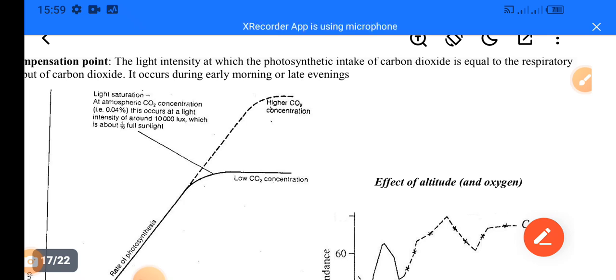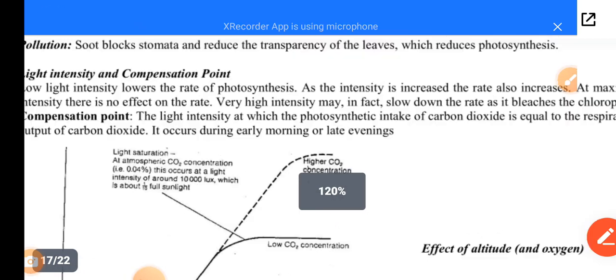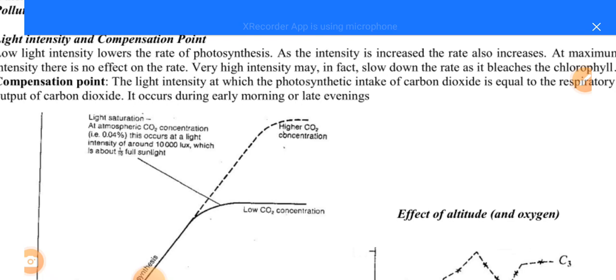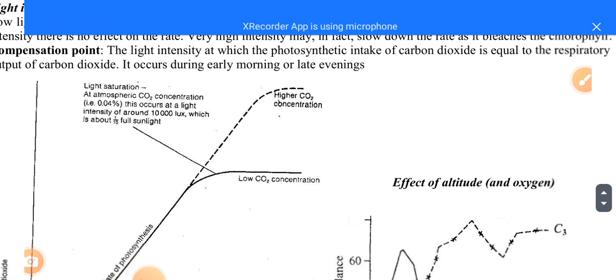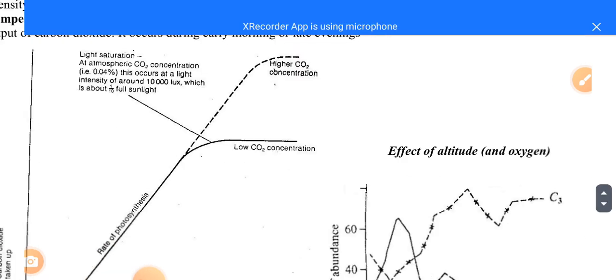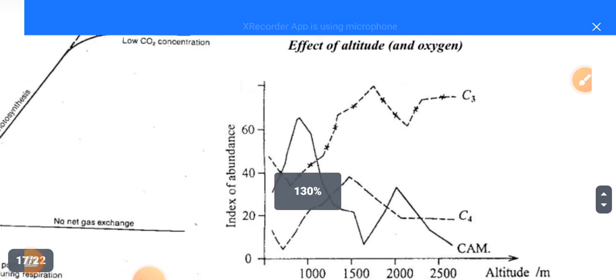When they say define the compensation point and they put 2 marks, you should define it, and don't forget the light intensity. So the compensation point, allow me to repeat, is the light intensity at which the photosynthetic uptake of carbon dioxide is equal to the respiratory output of carbon dioxide. It occurs during early morning, as I've shown you, or late evening.